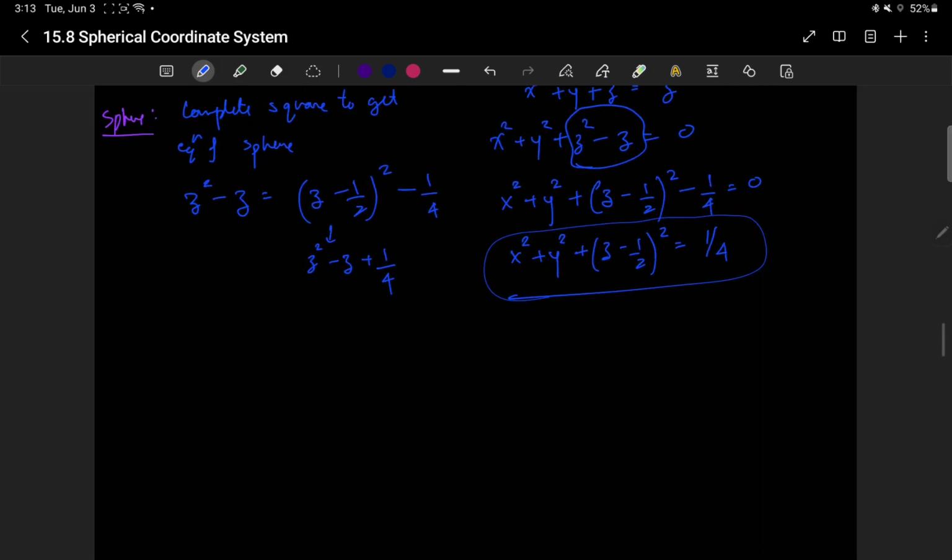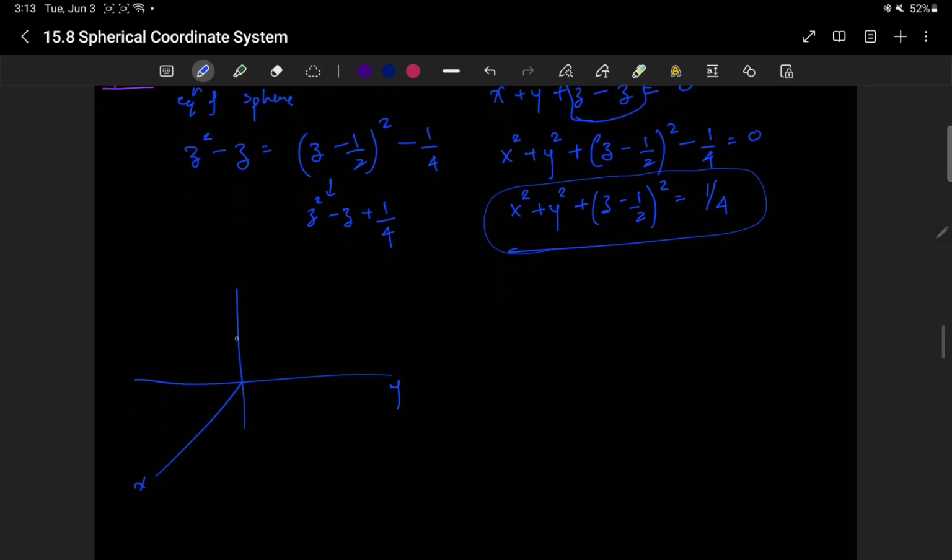So this is a sphere which has its center at x equals 0, y equals 0, and z equals half. But it has a radius also of half, so it exactly touches the origin here. So this is (0, 0, 1/2), and the radius is also 1/2.